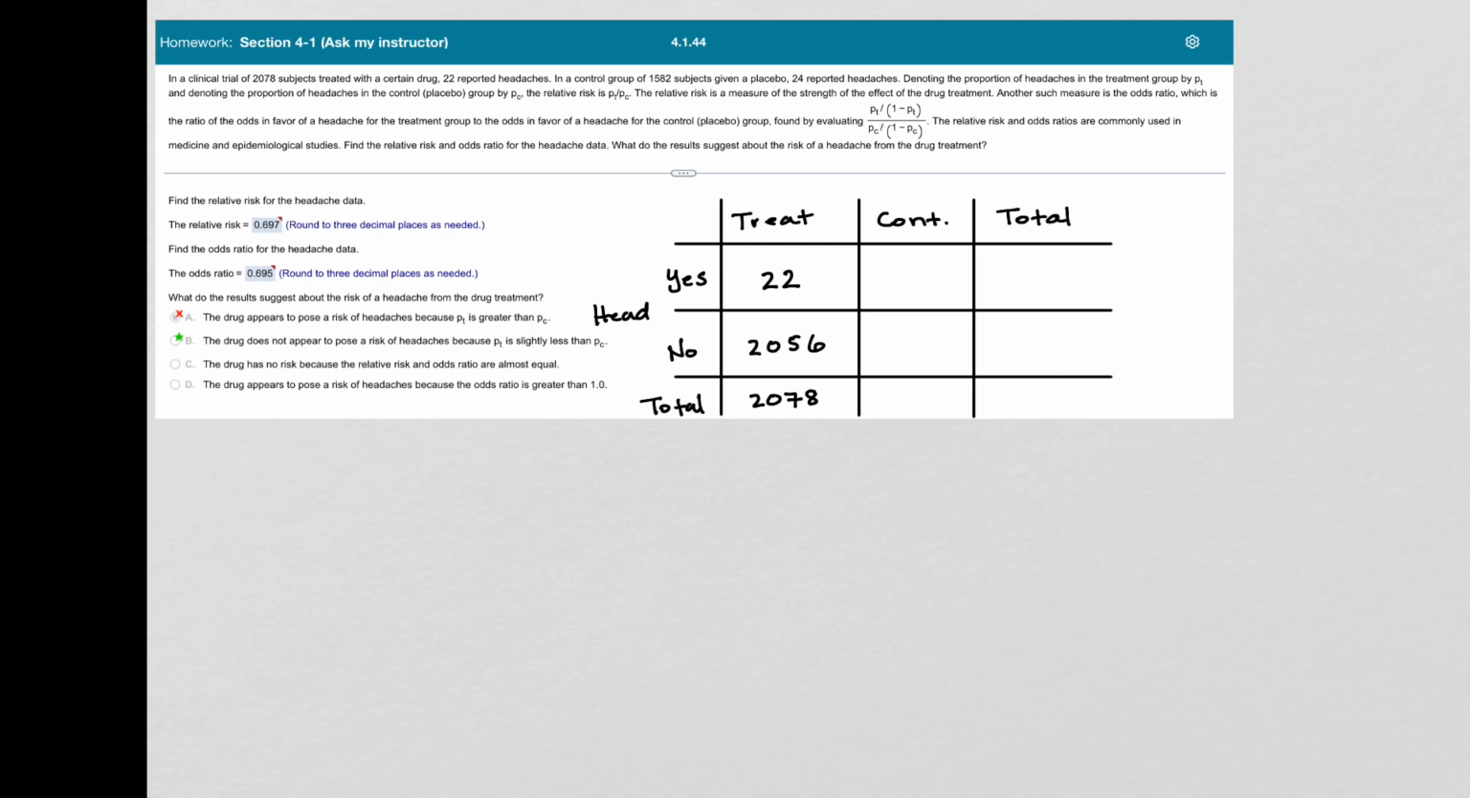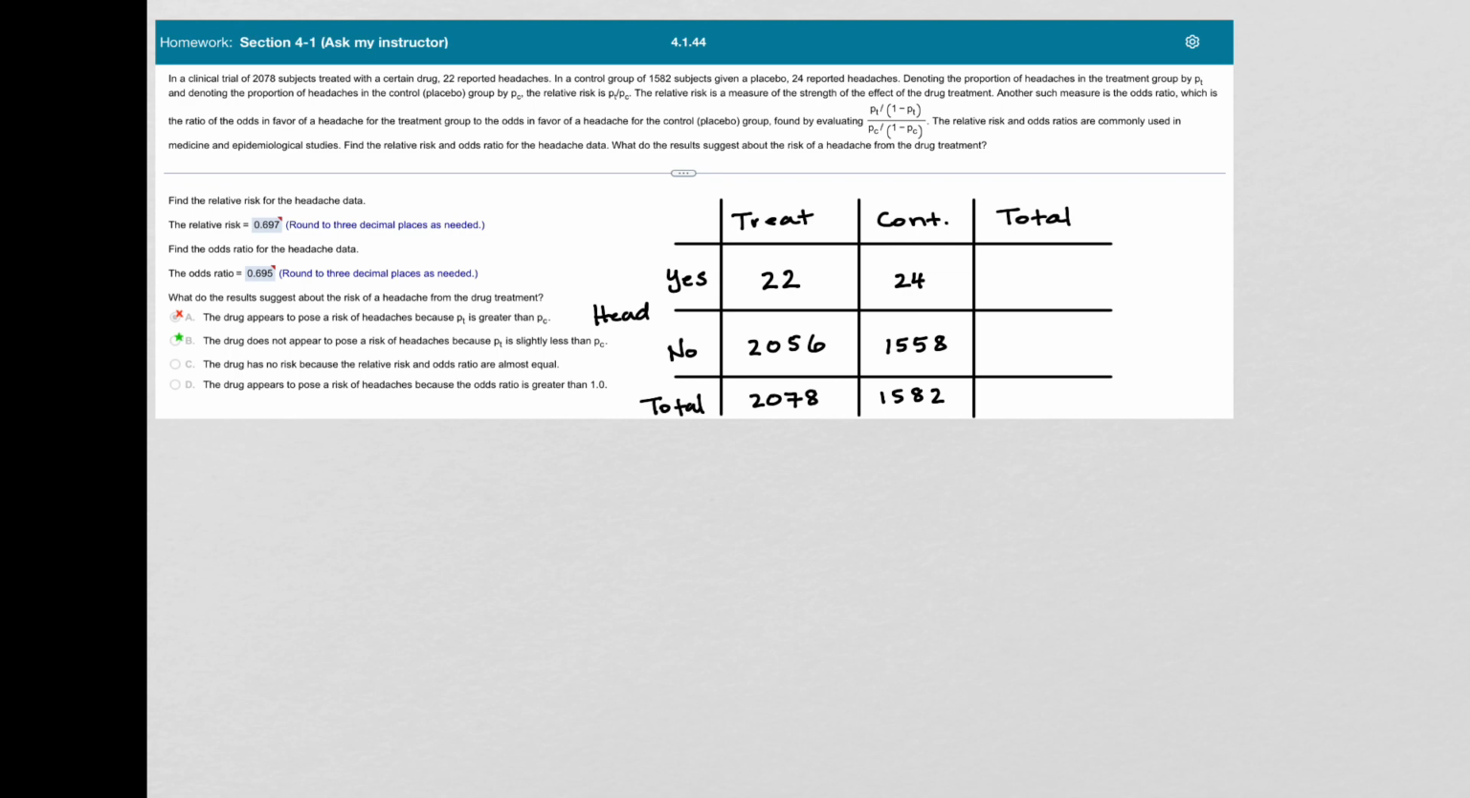Then we do the same thing for the control group. There were 1,582 total, and 24 got a headache. So that means that there are 1,558 who did not. And I got that by subtracting 1,582 minus the 24.